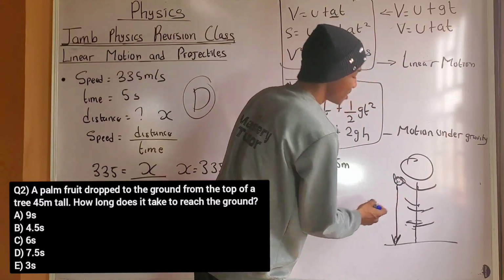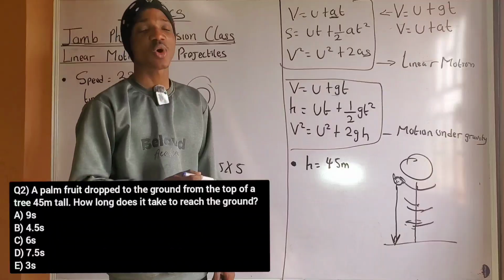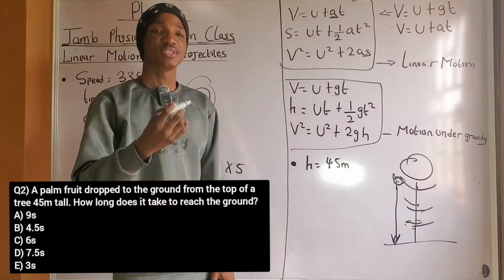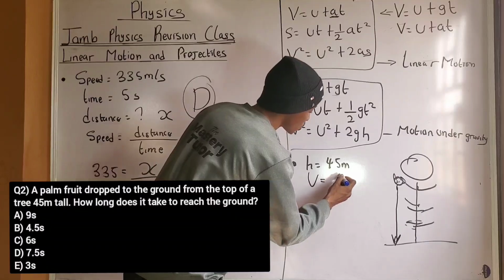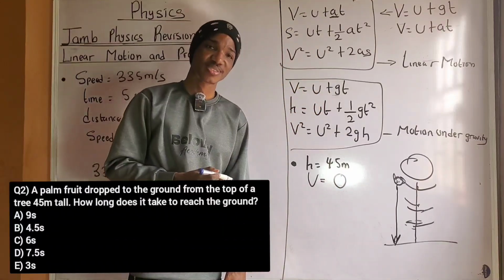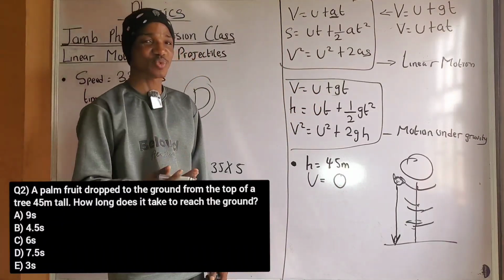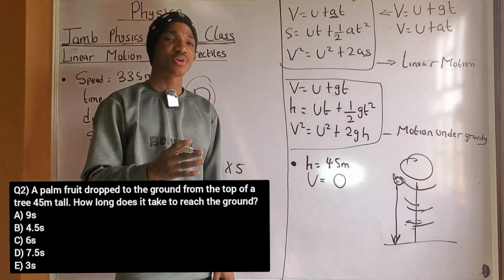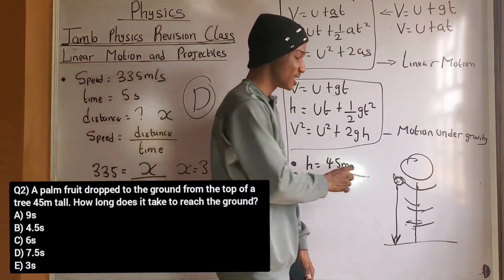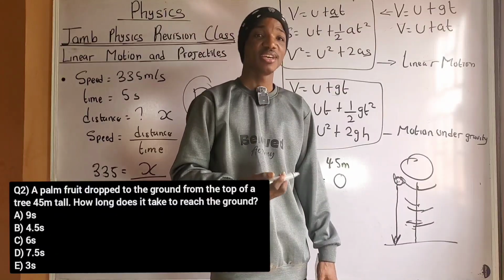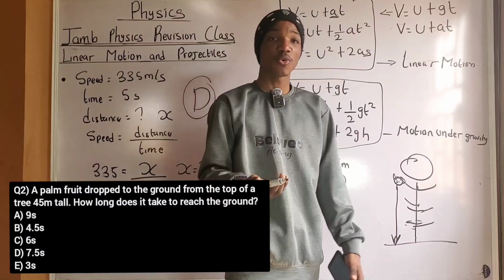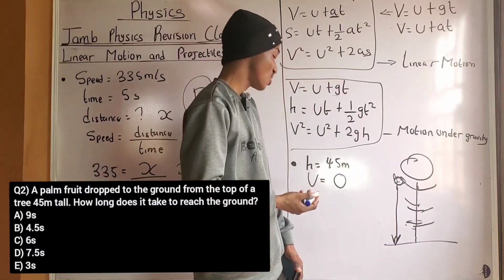Do you know that the initial velocity of the fruit is 0? So u will be equal to 0. Don't worry, it's simple. The fruit is attached to one branch of the tree. Before it drops, the fruit is not moving, so the initial velocity is considered as 0.